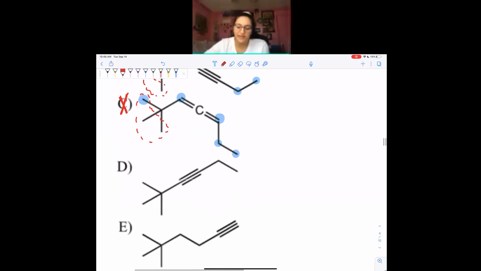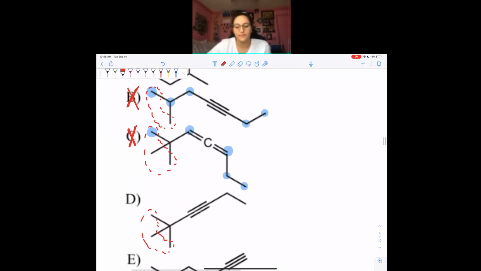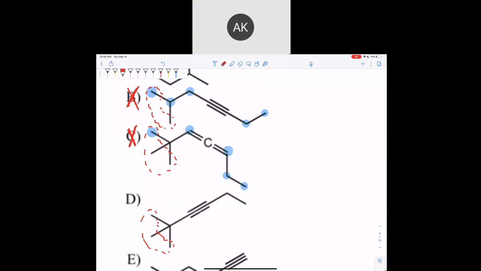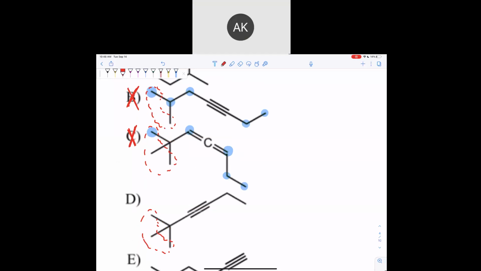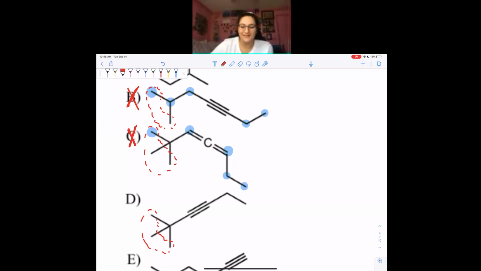Next up, again, partial symmetry. I have a question. Yes, what's up? For letter C, why is the hydrogens on the double bond isn't... Oh wait, there's only 1. I'm dumb. Exactly. No worries. So yes, there's only 1 on each side.